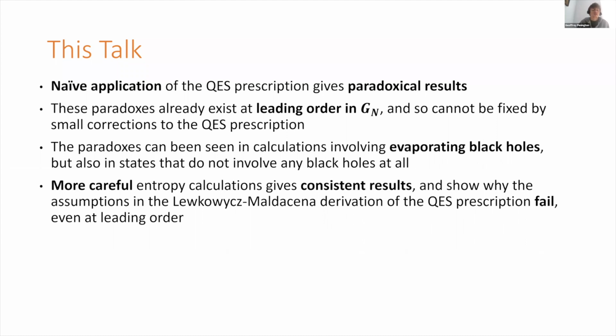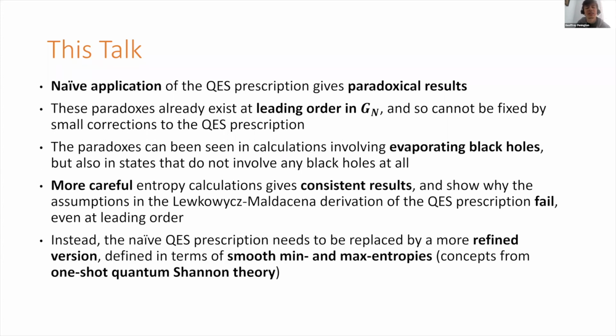Fortunately, it turns out when you do more careful entropy calculations using the replica trick, you get self-consistent results. You don't get these paradoxes. But what you see is that certain assumptions that needed to be made in the derivation of the QES prescription, by Lewkowycz, Maldacena, and developments from there, fail. Those assumptions don't work even if you're just trying to get the leading order answer. And it's kind of unclear why they fail, actually, but we'll see that later.